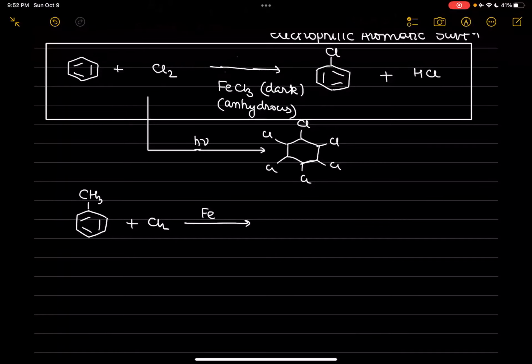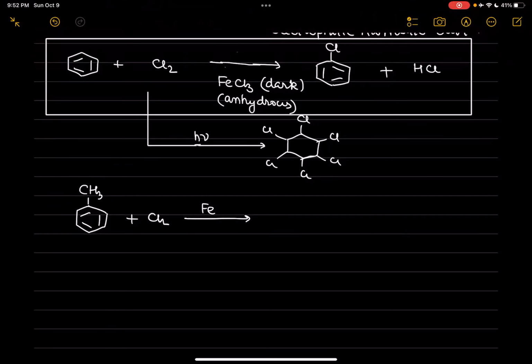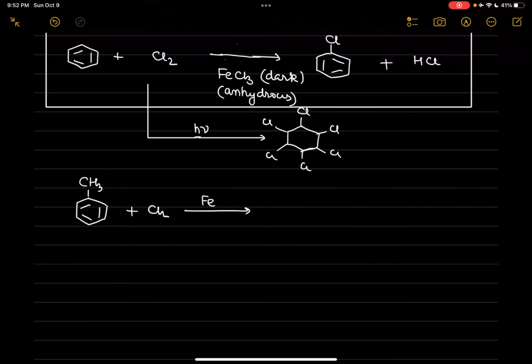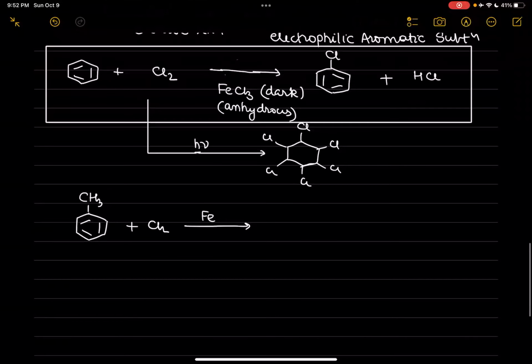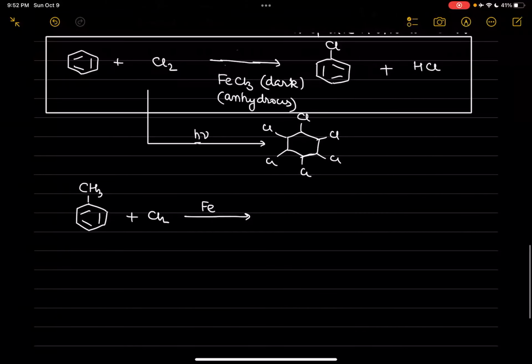So this methyl group is which directing? Methyl is an electron withdrawing group? No, not withdrawing, electron donating. Okay, so this is an electron donating group, and then this is ortho para. Is it clear?